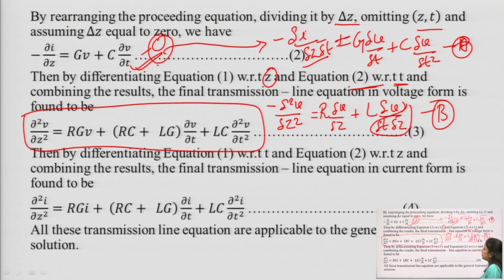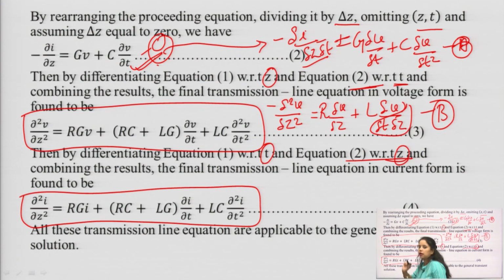And if we similarly want the equation in terms of current, this is the equation in terms of voltage, what do we have to do? We have to just reverse. We have to differentiate this current equation, equation 2, with respect to z, and the voltage equation, which is our equation 1, with respect to t, and then combining the equations which we get, we are able to get this equation in terms of current.